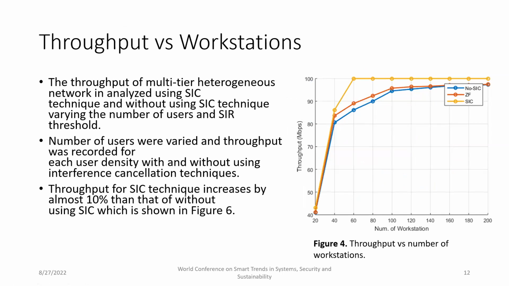The first graph shows the throughput versus workstations, where the number of workstations is increased from 20 to 200, and then at a certain point the throughput gets stable. So the throughput of the multi-heterogeneous network is analyzed using three different techniques: one is SIC, one is zero forcing, and one is without using the SIC technique. We can see the throughput is better for the SIC technique, I mean using interference cancellation techniques. The number of users was varied, and throughput was recorded for each user density. We can see that using the SIC technique, there is an increase of almost 10% compared to without using the SIC technique.